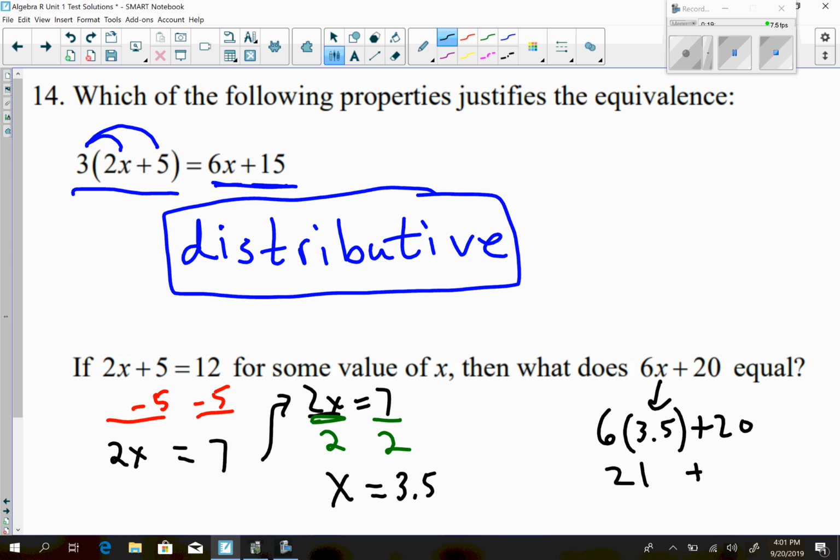And don't forget plus 20. 21 plus 20 is 41. That's it. 41 is the answer.